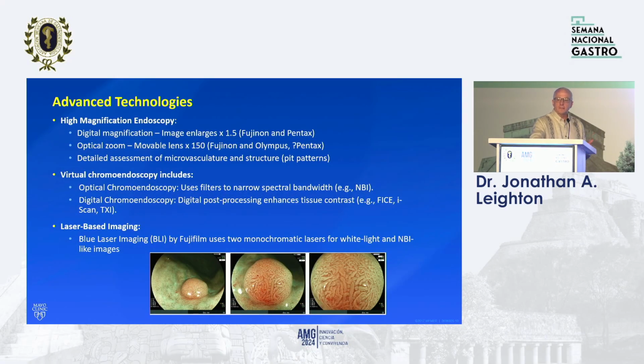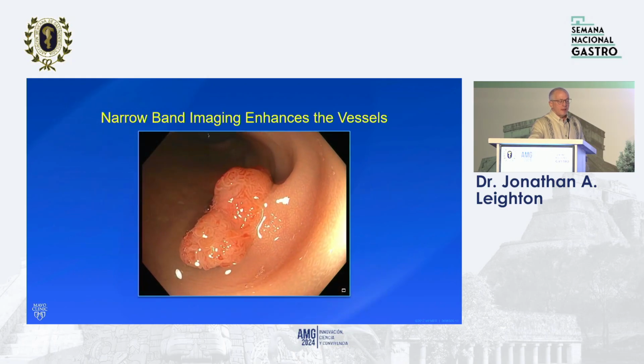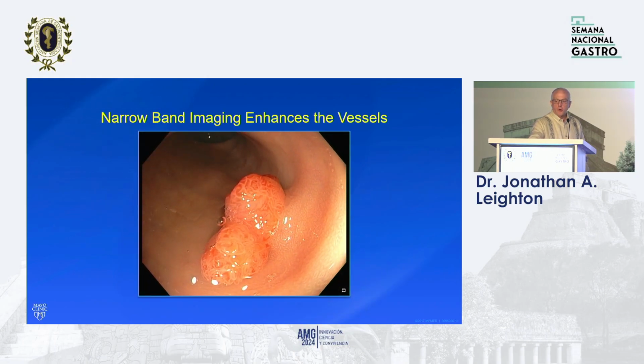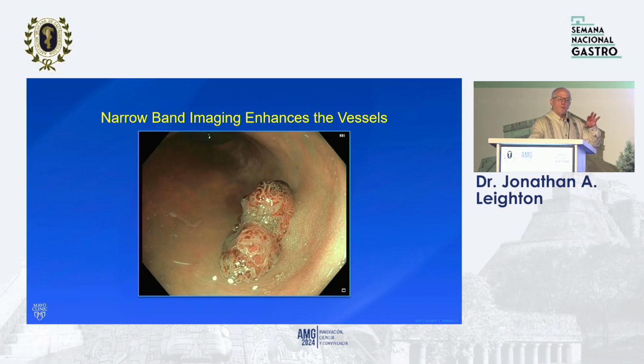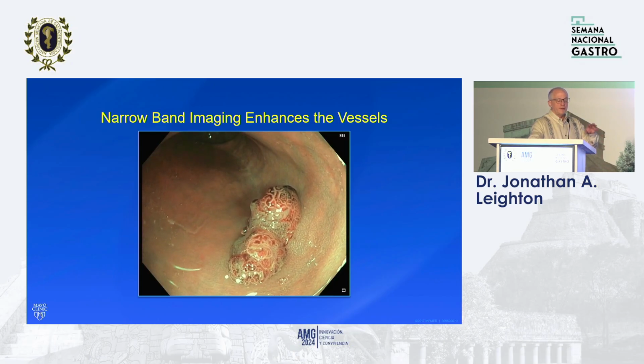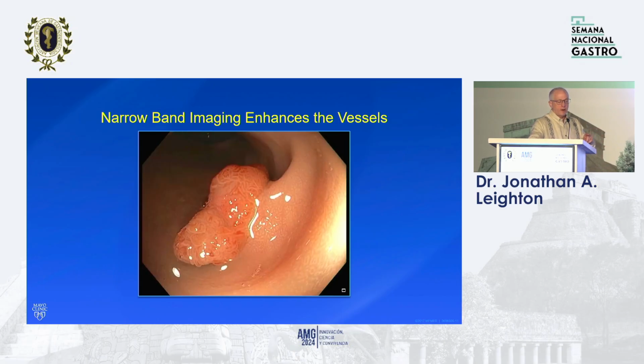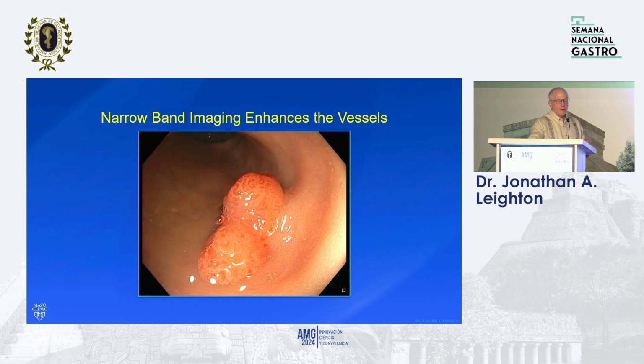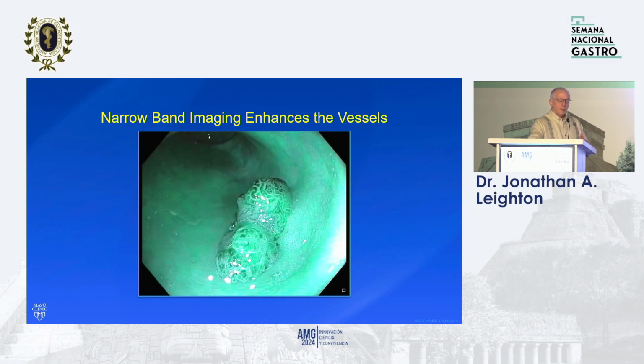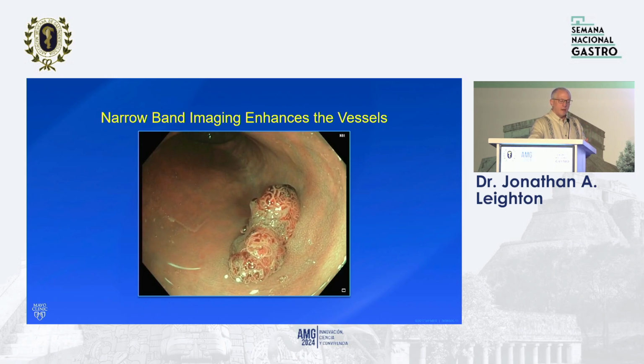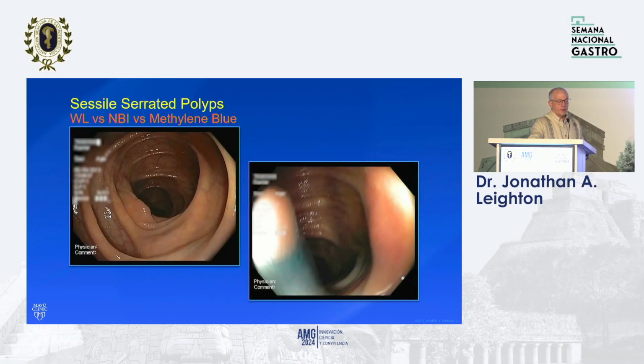There are different advanced technologies. There is high magnification, there's virtual chromoendoscopy, or laser-based imaging. And so, for example, we use mostly narrowband imaging. And what narrowband imaging does is it enhances the vessels, as you can see there, and really gives you a great look at the surface and to detect dysplastic tissue.